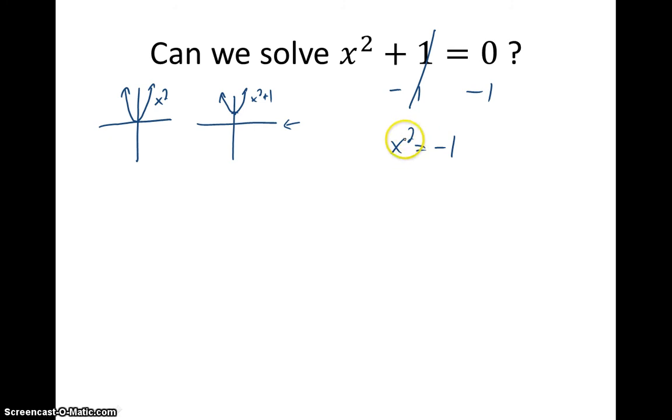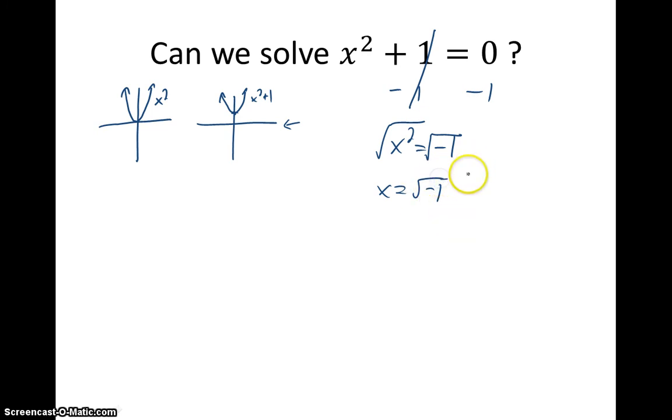There's no way to get a square to be a negative number, because a positive times a positive is a positive number, and a negative times a negative is also a positive number. A last way you could think about this is to solve this, we could take the square root of both sides. So I would have x equals the square root of negative 1. But you guys should remember from algebra that you can't take the square root of a negative number.